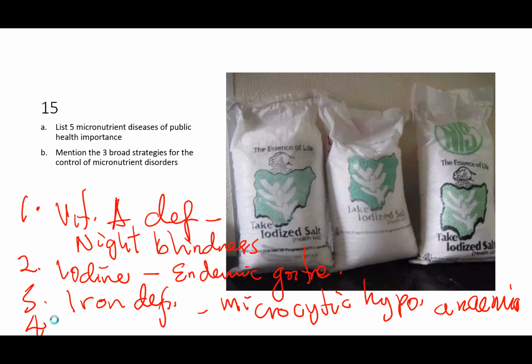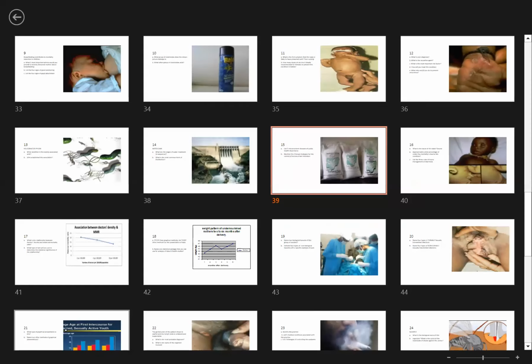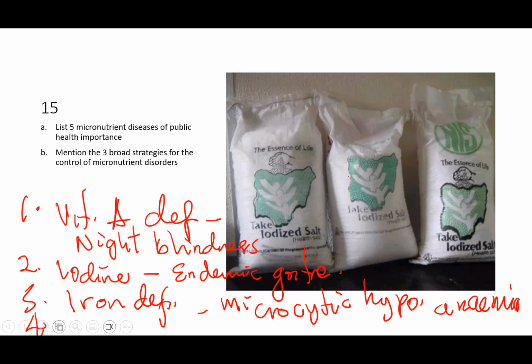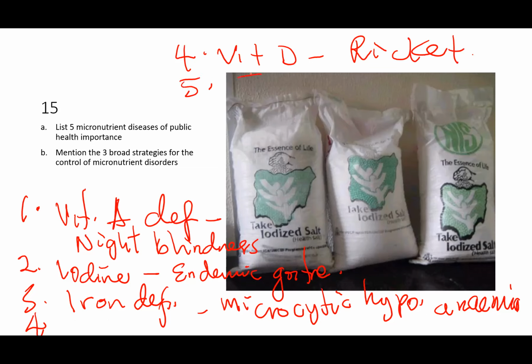Then number 4, sorry, where are we? Number 4, wow. Number 4, vitamin D deficiency causing rickets. Vitamin D deficiency causing rickets. Number 5, folate deficiency causing neural tube defects.